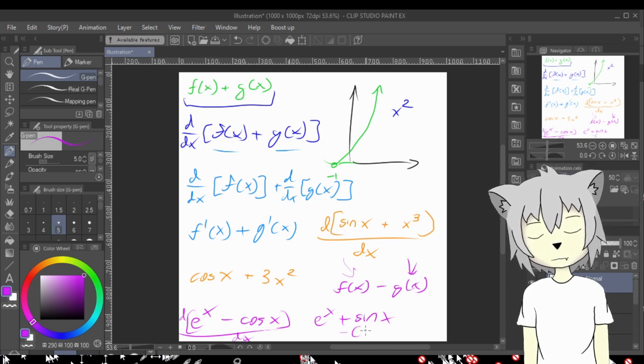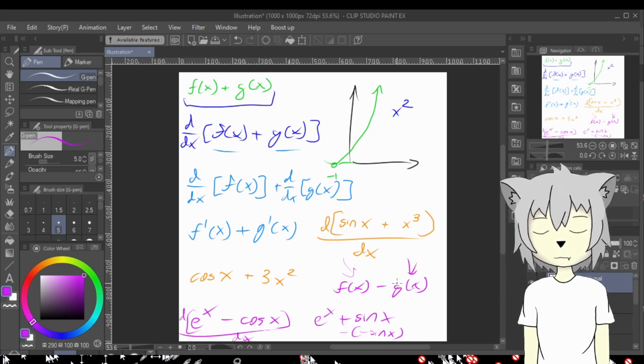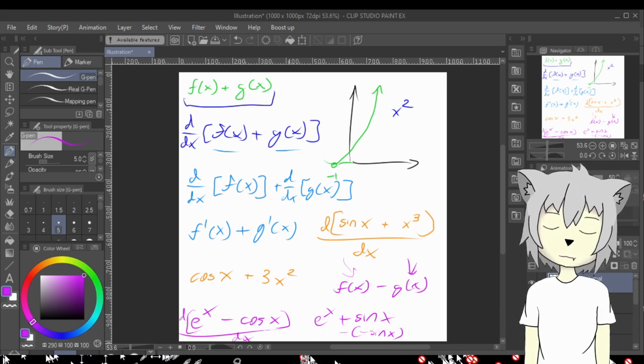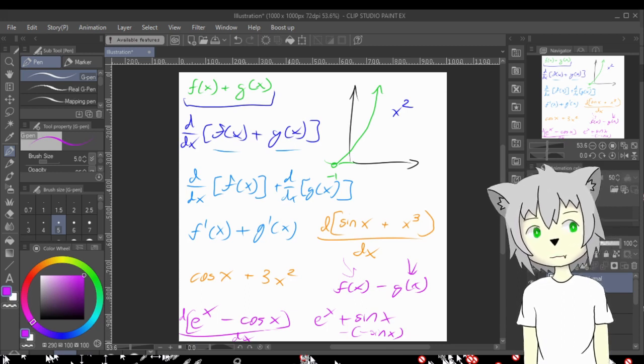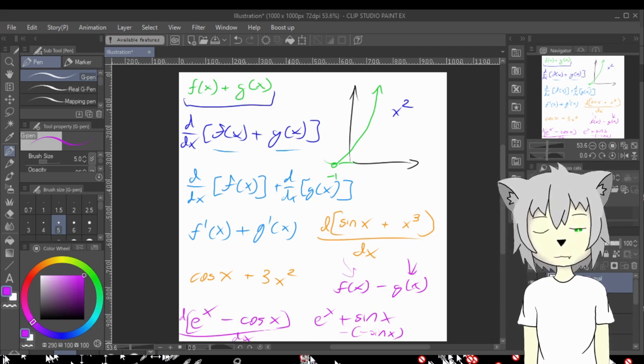Of course, this is technically minus sine of x, but I just simplified it because I did that in my head. Probably should have gone more slowly, but that's why I'm not a good teacher. And this is why I shouldn't be teaching this, but, you know.